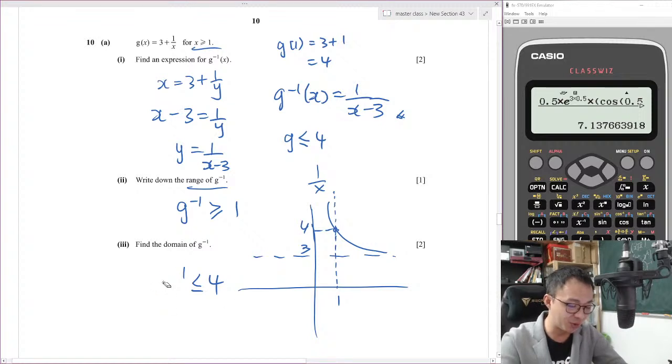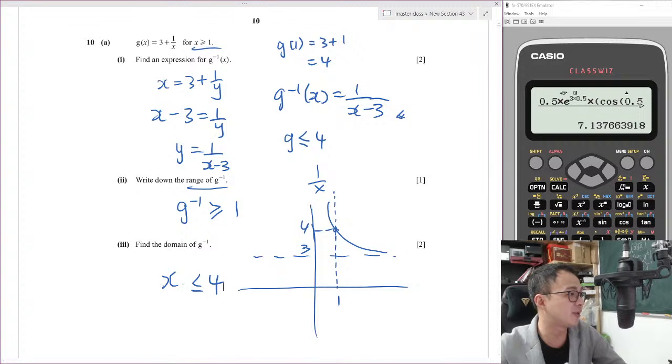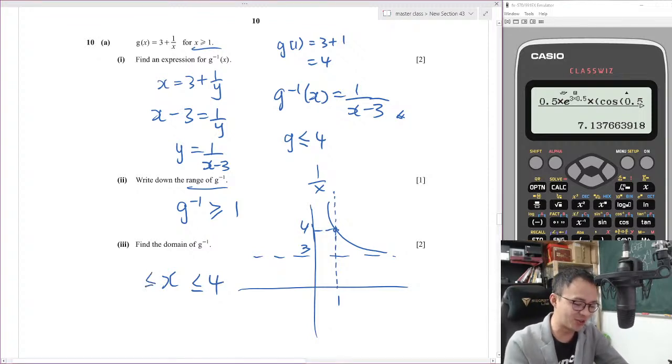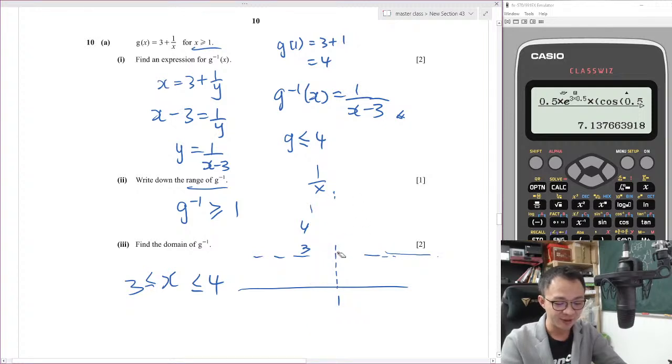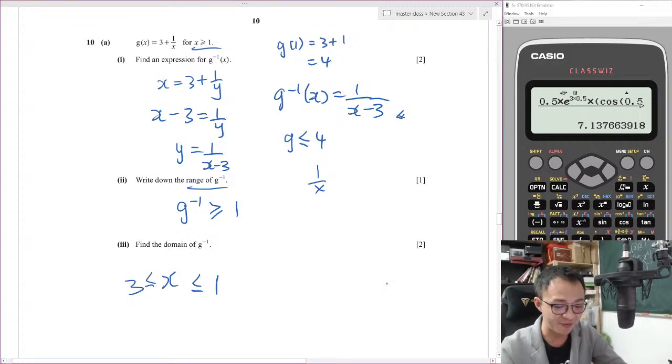They ask about the domain, so we don't use G inverse, we use x, sorry. So we can just copy it. And I hope I got it correct. Yeah, between 4 and 3, because this graph can never touch 3, isn't it? You will get very close to 3 only. This is the reciprocal graph, right? Once you touch the 3, you will get a math error here. So it's between 3 and 4.